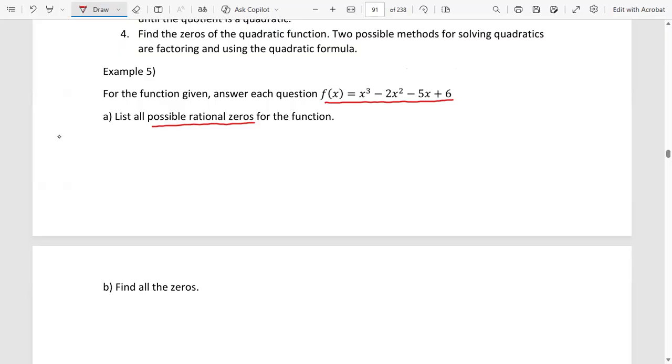The rational zero theorem means find p and q, find all factors of p and q, and divide them by each other. p is always the constant term, and q comes from the leading coefficient. All of the factors of 6 are 1, 2, 3, and 6. All of the factors of 1 are just 1. Then I need to divide each p by each q. 1 over 1 with a plus and minus, 2 over 1, 3 over 1, and 6 over 1.